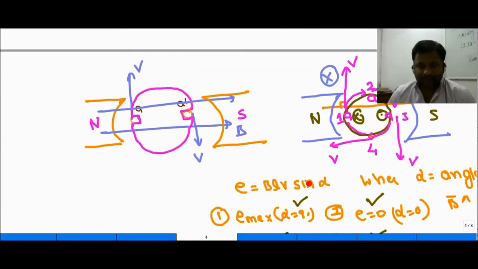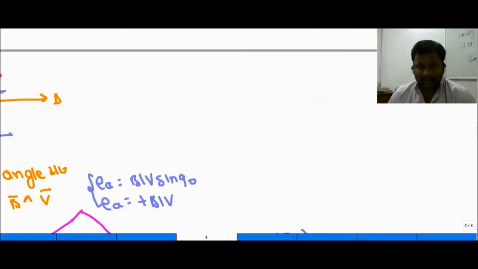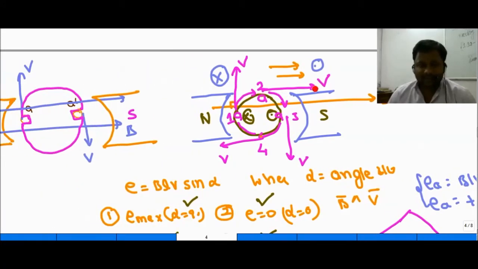Similarly, let us suppose conductor A is moving in the clockwise direction by an external prime mover. Then at location 1, conductor A has the maximum induced EMF because the velocity vector and the field vector make an angle of 90 degrees. E equals BLV sin alpha, where alpha is the angle between the velocity vector and the magnetic field B. So there is a 90 degree angle at location 1, and a maximum induced EMF at this point.